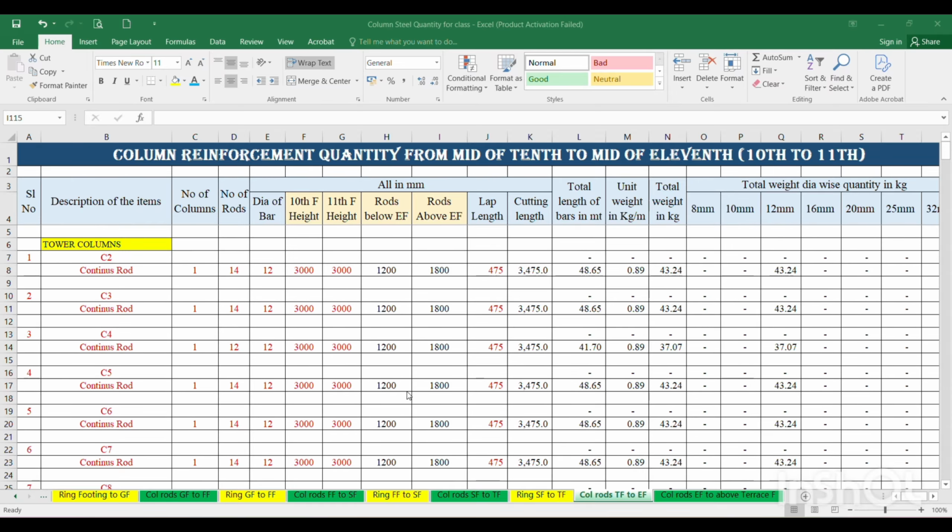In this video we are going to learn how to calculate the column main reinforcement from 11th floor to terrace floor. In the previous video we learned the column reinforcement calculation from 10th floor to 11th floor. In this video we are going to learn from 11th floor to terrace floor and above terrace floor. I will explain how to calculate that.